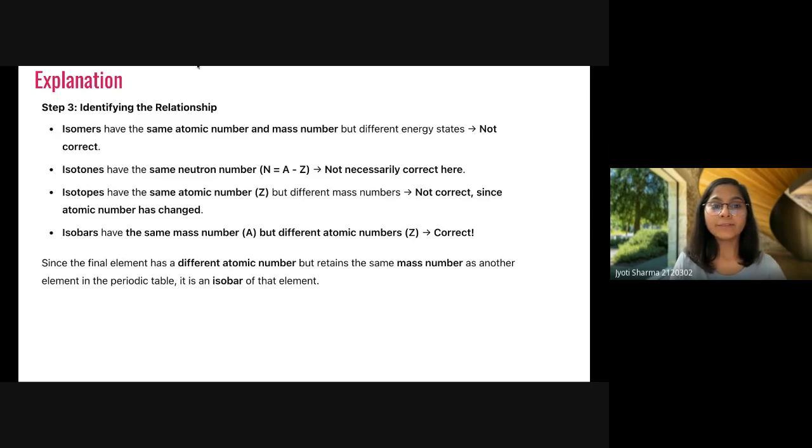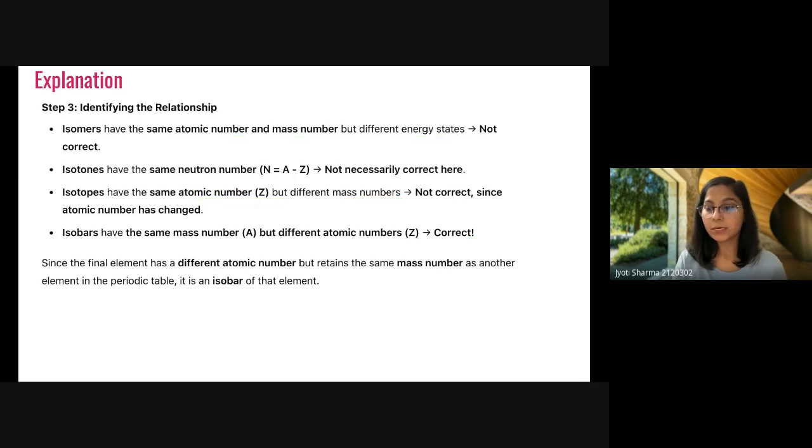And we have already seen the difference between these. Isomers have the same atomic number and the same mass number, but different energy states. Right now, in radioactivity, we are not talking about isomers at all. Isotones have the same neutron number. Isotopes have the same atomic number but different mass number, and isobars have the same mass number but different atomic number. So this is the correct statement.